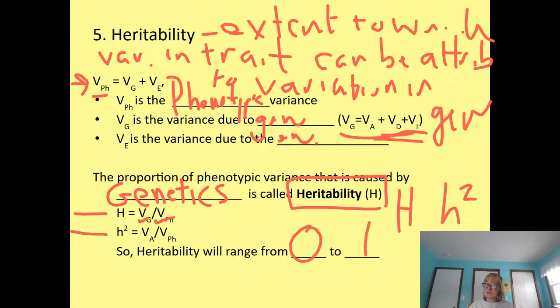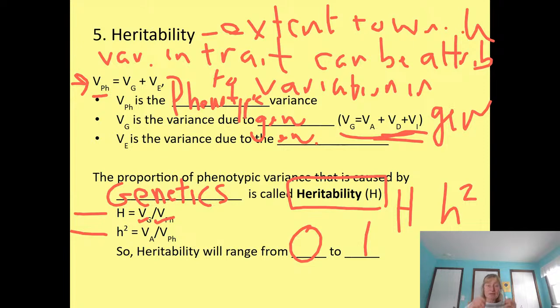From 0 to 1, right? A heritability of 0 would suggest that when we look around and we see this phenotypic variation, none of the variation in the phenotype is due to variation in the genes. If you get a heritability of 1, you would say, wow, we're looking at all of this phenotypic variation, and all of the phenotypic variation is, in fact, due to variation in genes or variance due to genetics.